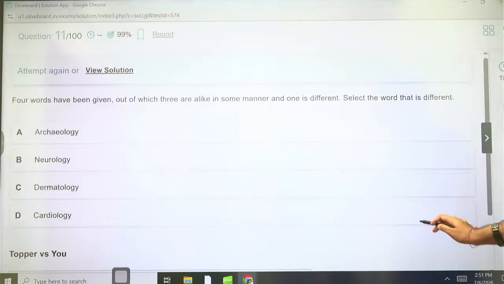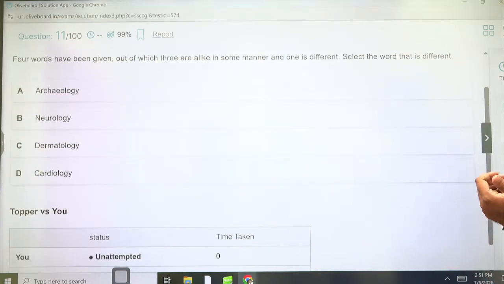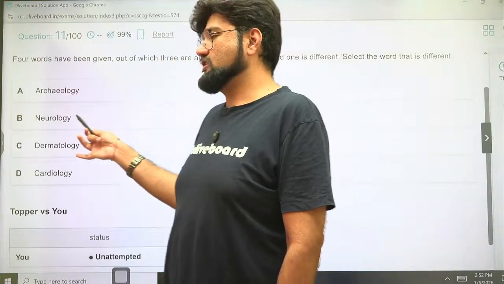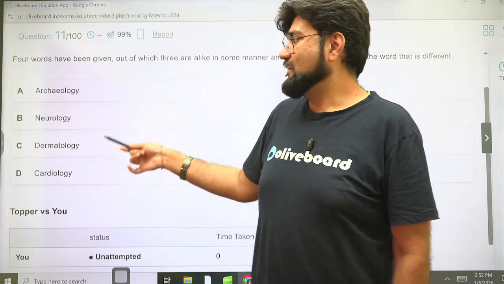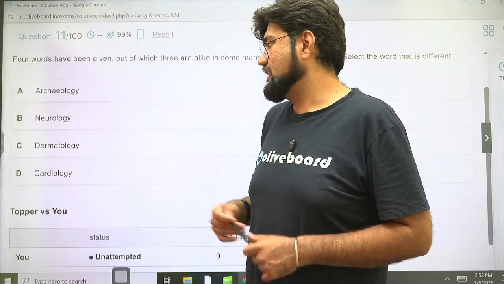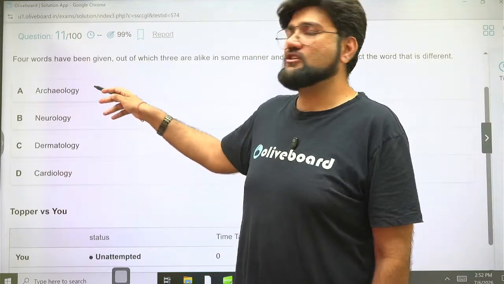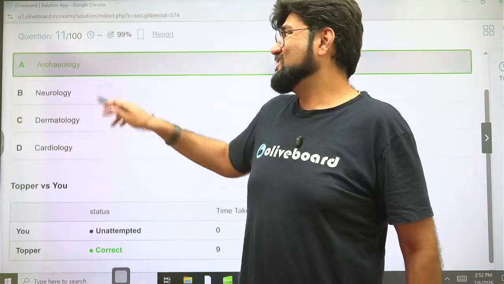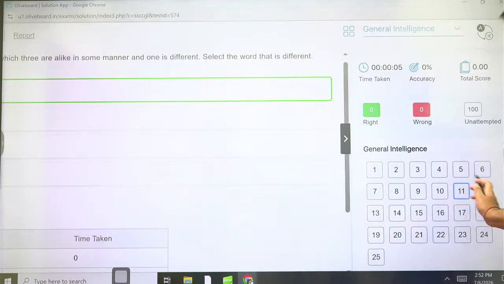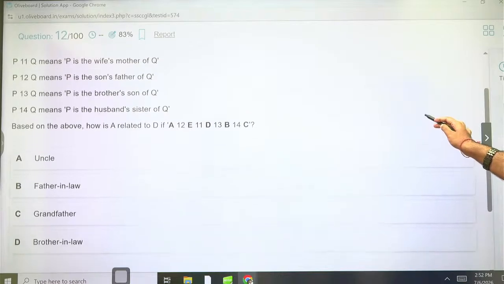Next. 4 words have been given, which is the odd one out. Archaeology, neurology, dermatology, cardiology. Neurology, study of brain, central nervous system. Dermatology is the study of skin. Okay, diseases of the skin. Cardiology, study of heart. Archaeology is study of old ruins, etc. So option A is the odd one out. Okay, 9 seconds to answer this question. Excellent.